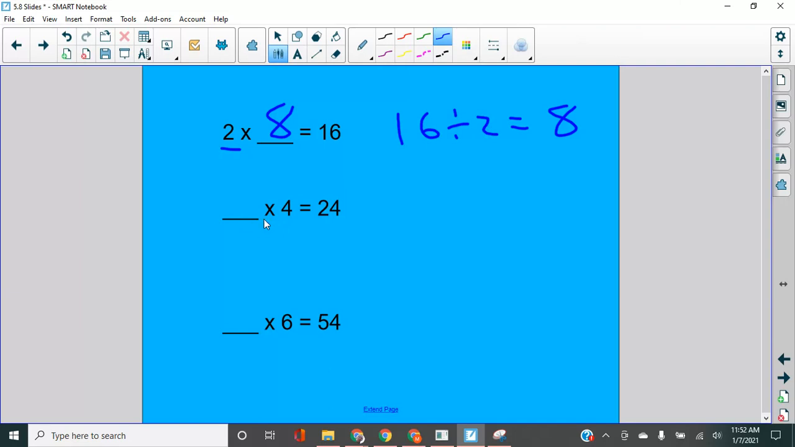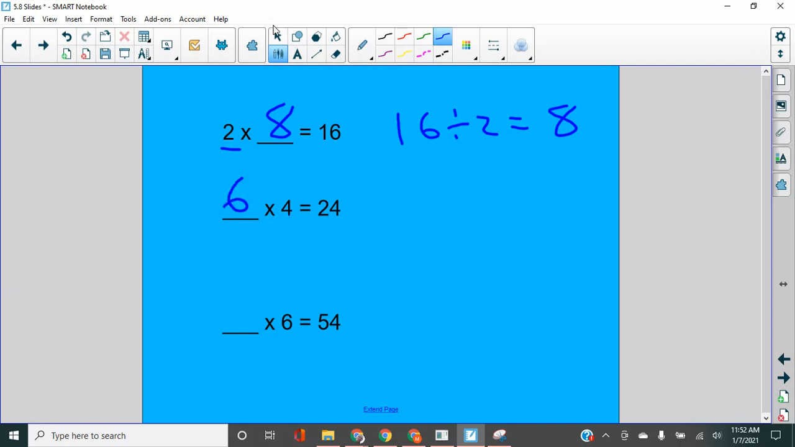All right, here we go. Something times 4 equals 24. So I'm going to look at my 4. This is my factor I know. This is my factor I don't know. This is my product. All right, here we go. I'm going to count how many 4s I need to get to 24. 4, 8, 12, 16, 20, 24. That was 6 4s. 6 groups of 4.